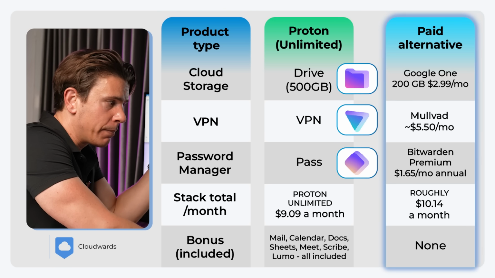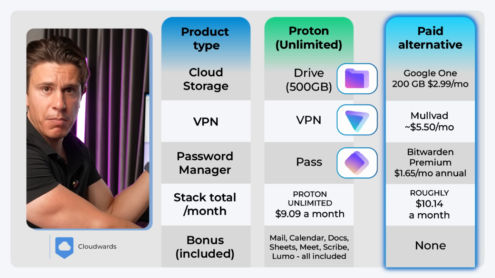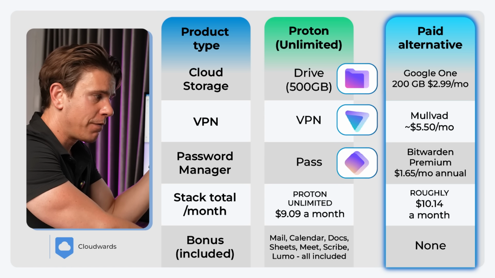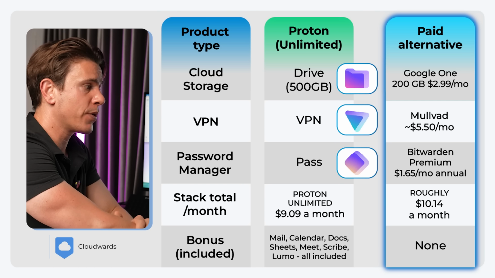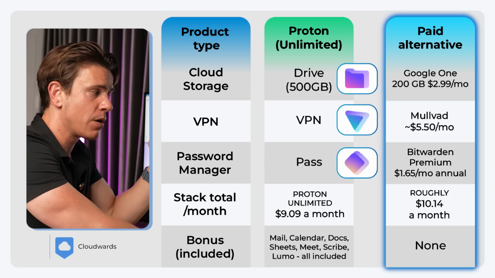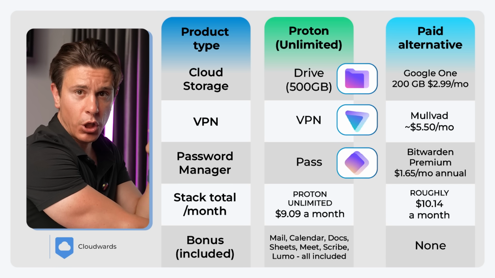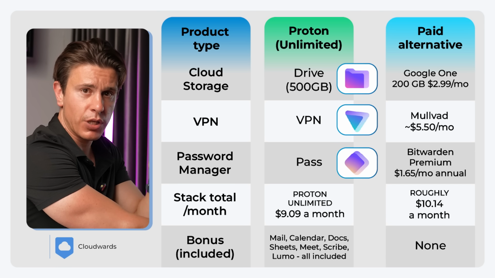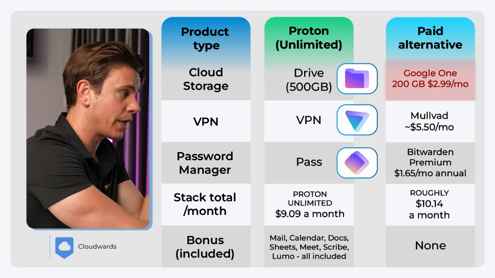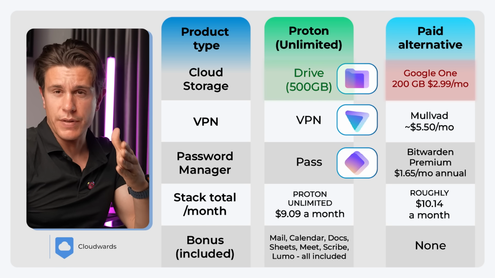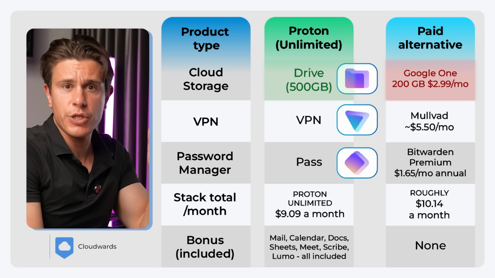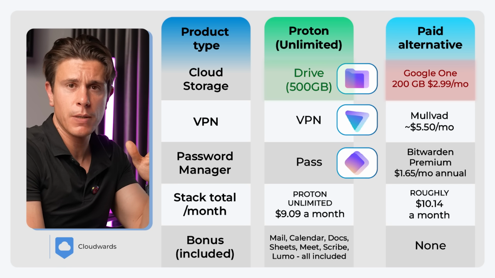So Google One, 200 gigabytes at $2.99 a month. There's Mullvad at about $5.50 a month. And there's Bitwarden Premium at $1.65 a month on the annual billing. Now, I have to call out one thing on that storage. The closest Google tier you'd actually buy is 200 gigabytes. Proton Unlimited gives you 500 gigabytes. So this comparison is actually shortchanging Proton on storage by more than half.